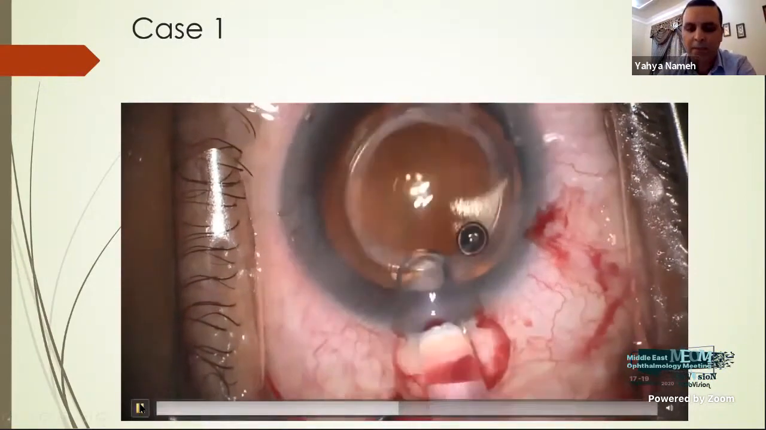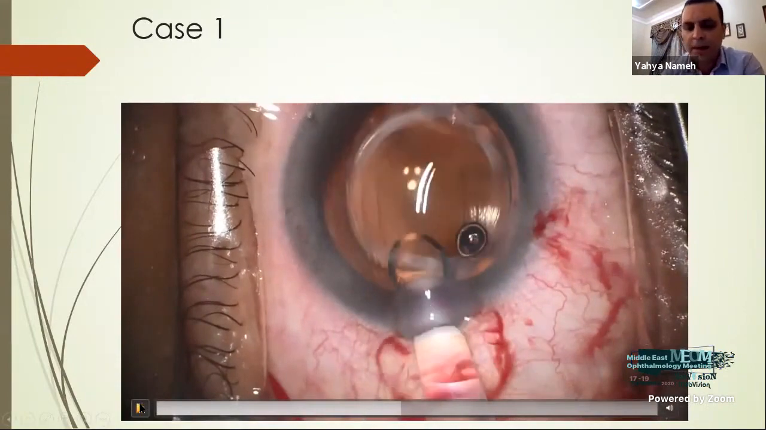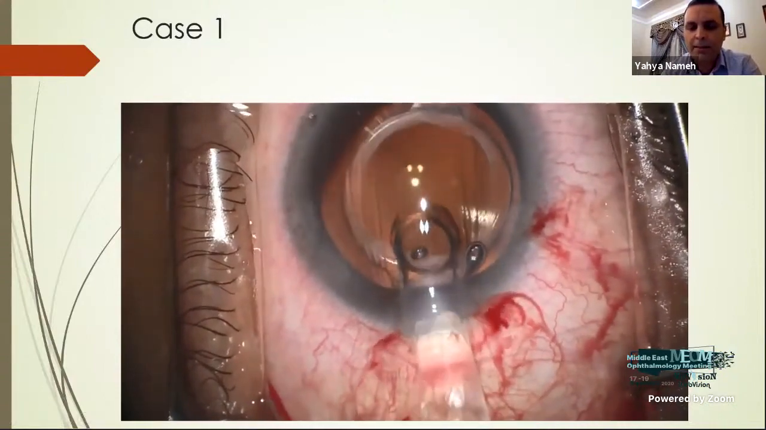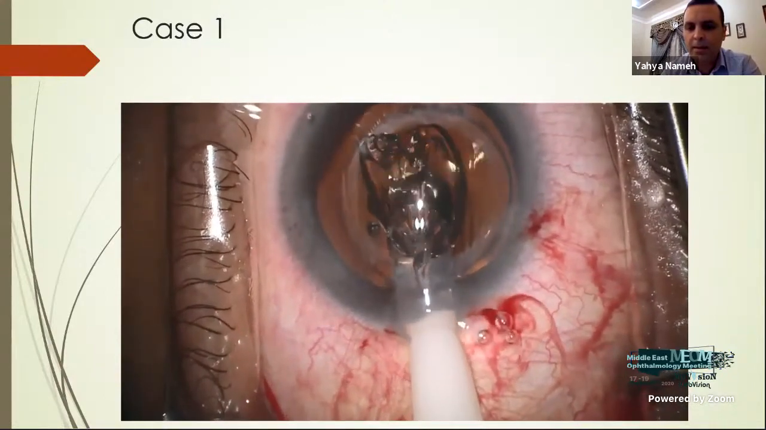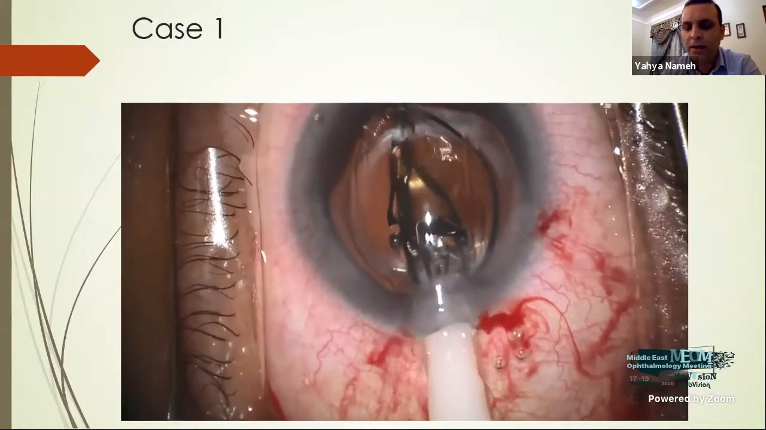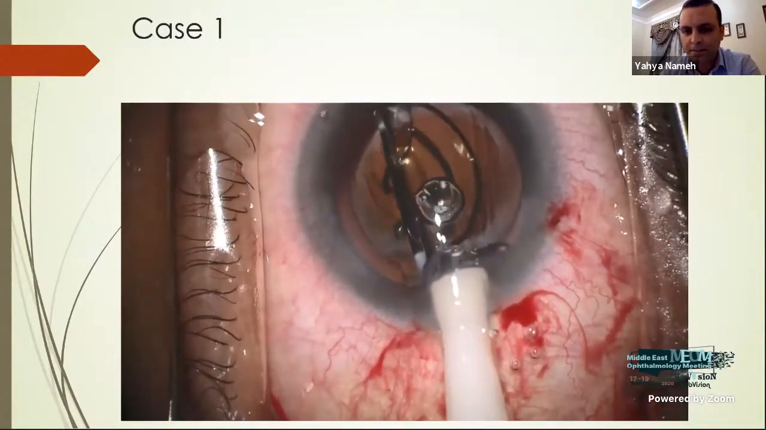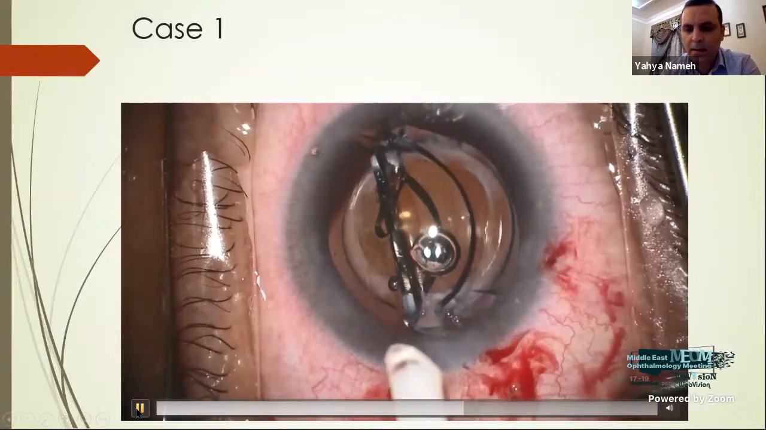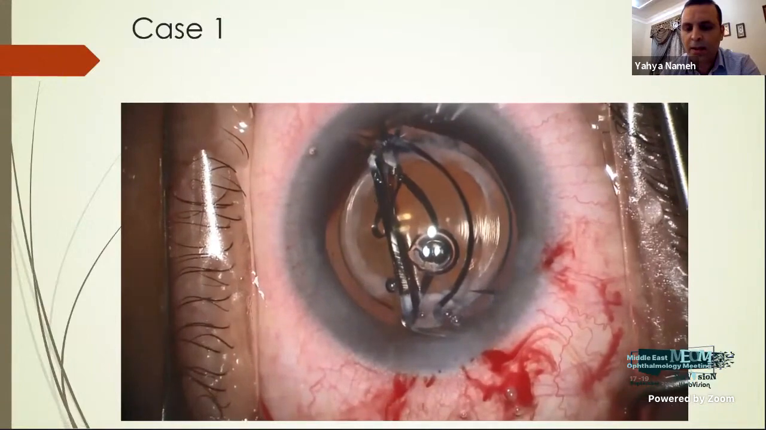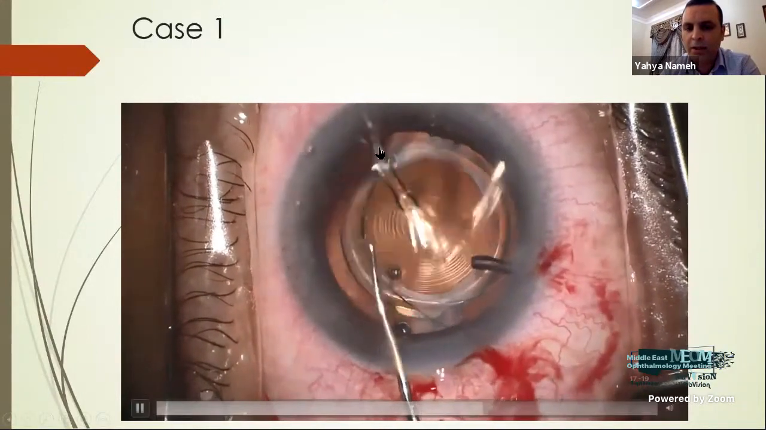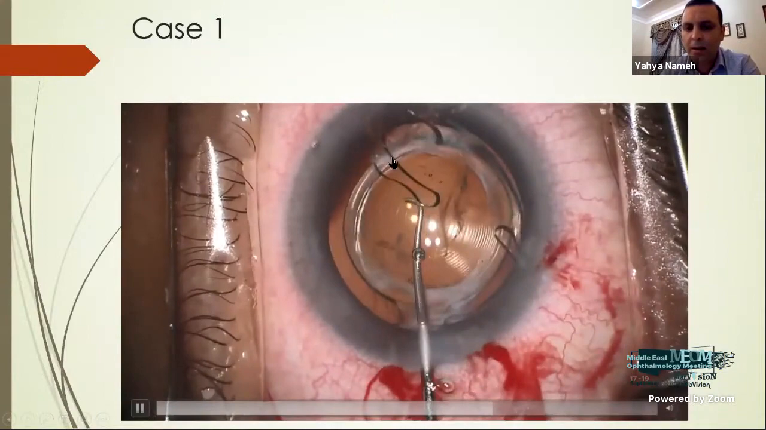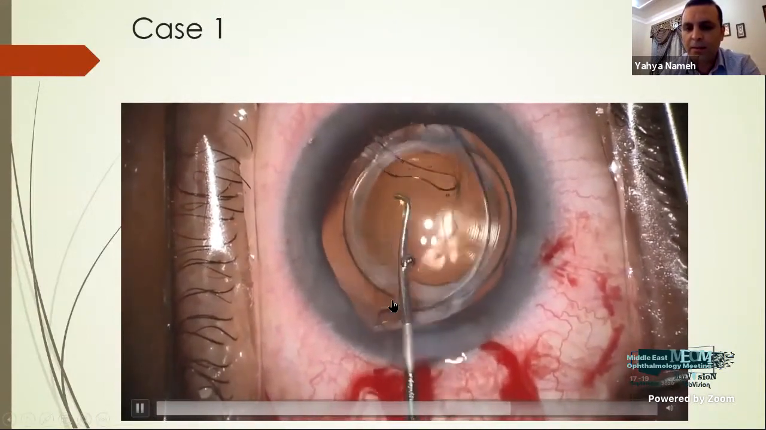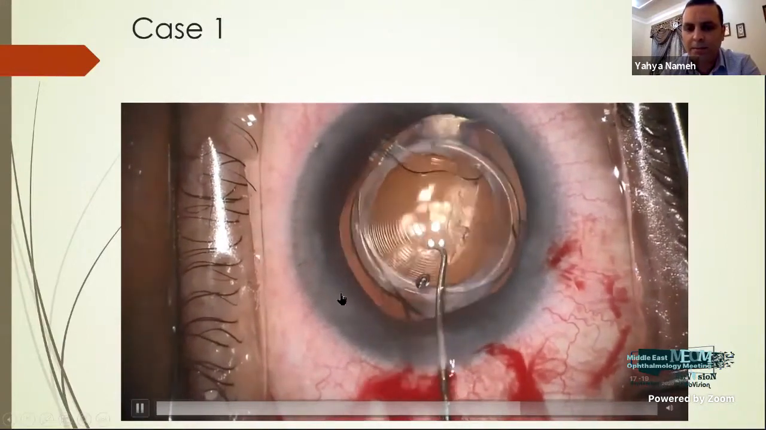Now, regarding the other eye, here during implantation, I was shocked by the break, or the cut, of the leading haptic. I'm trying to reposition the lens. And unfortunately, as you see here, the haptic is broken. The leading haptic is broken while the trailing haptic is intact.